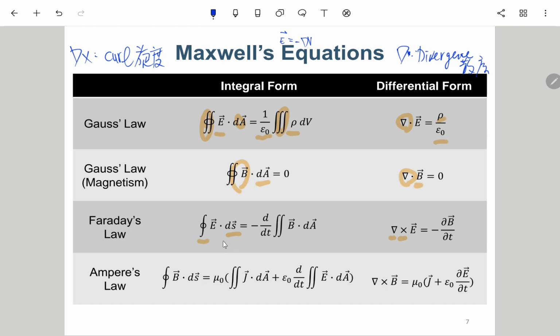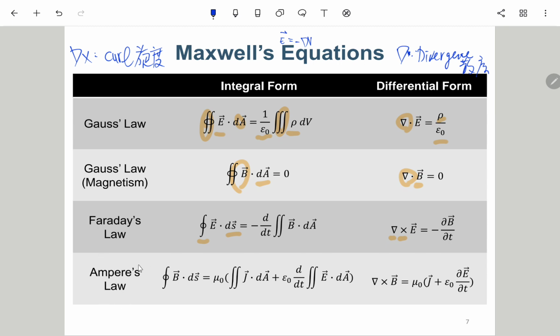Okay, so we try to change this line integral of E to curl of E. And then on the right side, this surface integral just vanishes. So we have only the minus d dt B. But B is a function of x, y, z, and t, so for different variables, we change this d dt into the partial derivative like this.